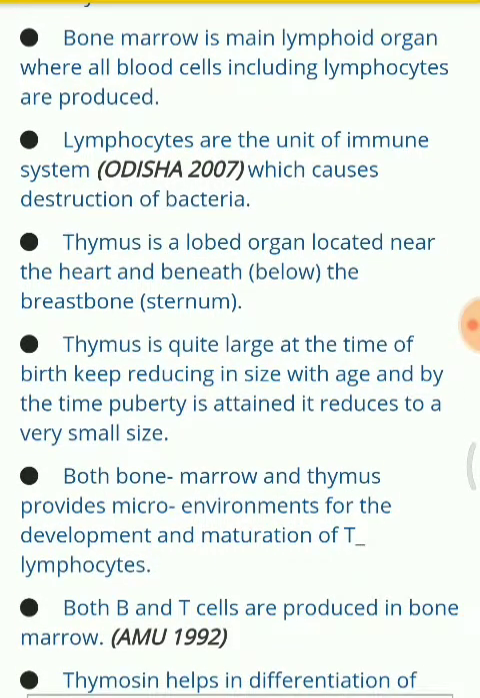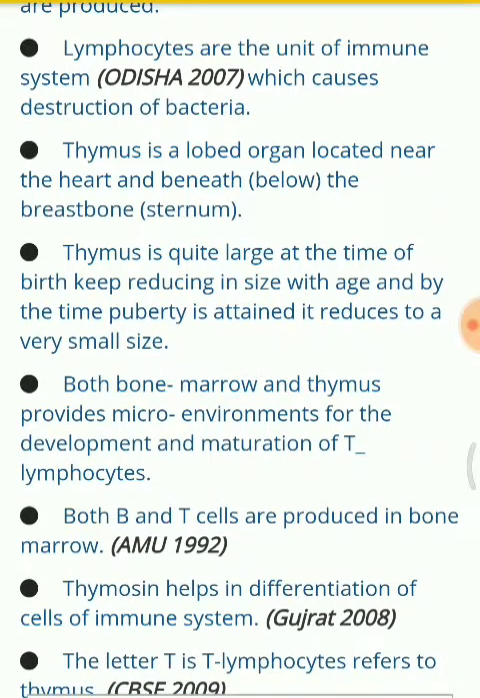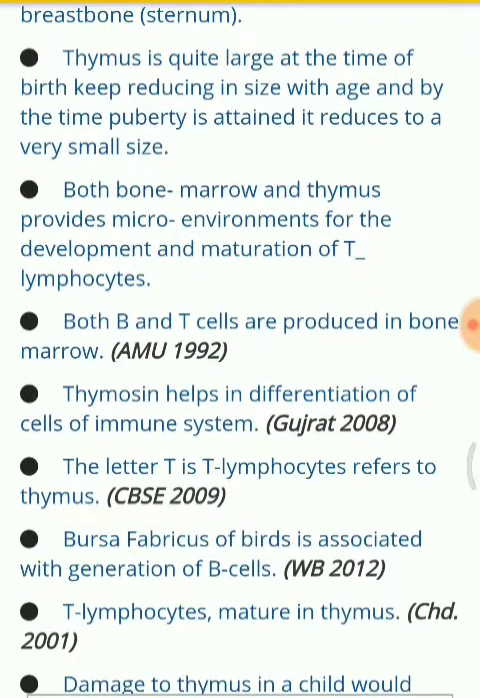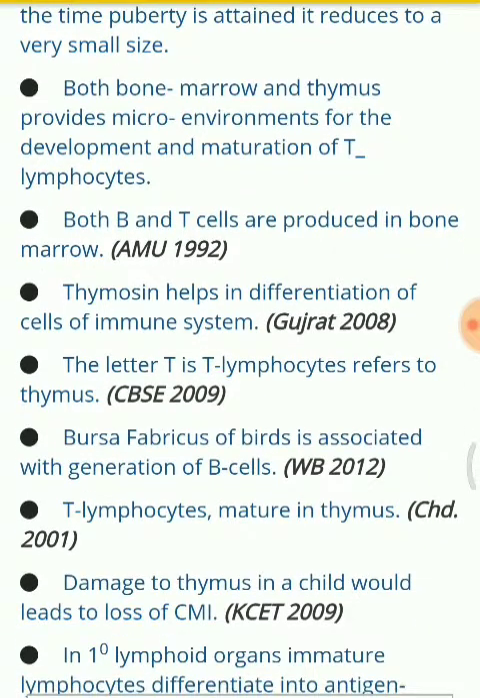Thymus is quite large at the time of birth, keeps reducing in size with age, and by the time puberty is attained it reduces to a very small size. Both bone marrow and thymus provide microenvironments for the development and maturation of T lymphocytes. Both B and T cells are produced in bone marrow. Thymosin helps in differentiation of cells of the immune system. The letter T in T lymphocytes refers to thymus.